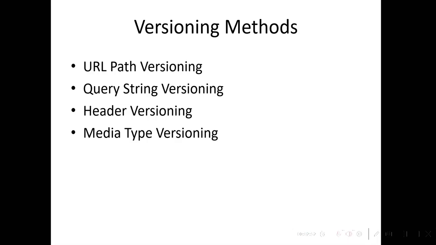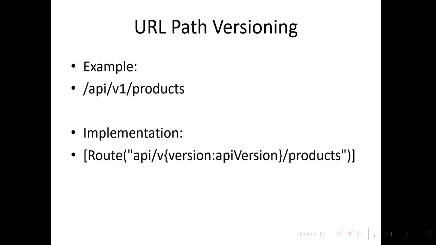Next, what are the various types of versioning? URL path versioning, query string versioning, header versioning and media type versioning. Now we will look at URL path versioning. For example, the URL api/v1/product, where v1 tells us it's version one.